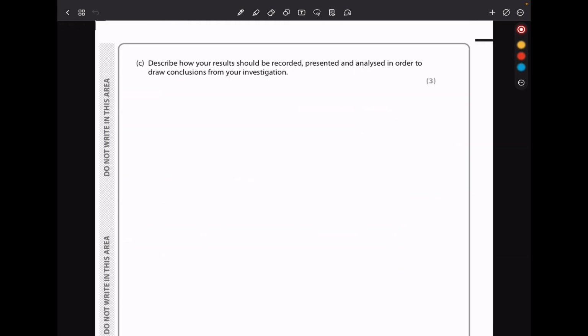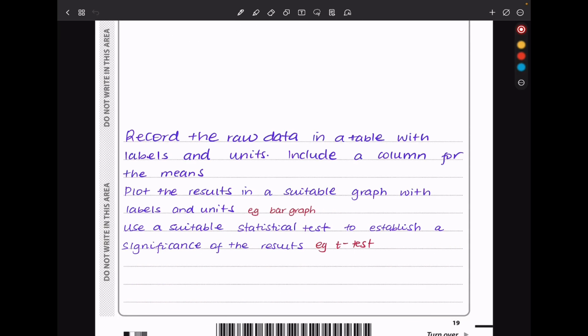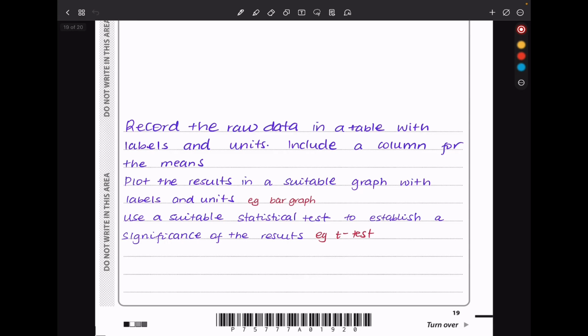Next, they say describe how your results should be recorded, presented, and analyzed in order to draw conclusions from your investigation. So you record the results in a data table, including labels and units, and include a column for means, of course, because you're going to carry out repeat experiments. Then you plot the results in a suitable graph with labels and units. In this case, it could be a bar graph, and use a suitable statistical test like the t-test to establish significance of the results.